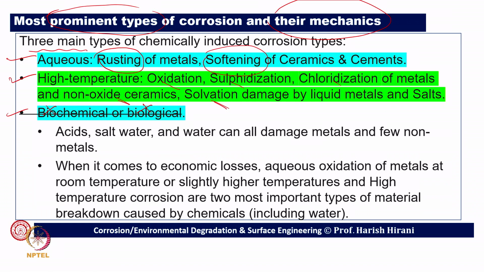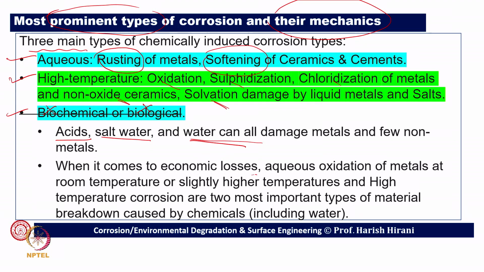And then what is the environment, what kind of environment? We say there may be acid formation, or acid availability, or salt water, or water itself. This kind of media or liquid can damage material surfaces, metal and non-metal surfaces. Now, from an economic point of view, as we said in the earlier lecture, it causes more than 1.5 trillion loss to India every year, naturally economic losses.